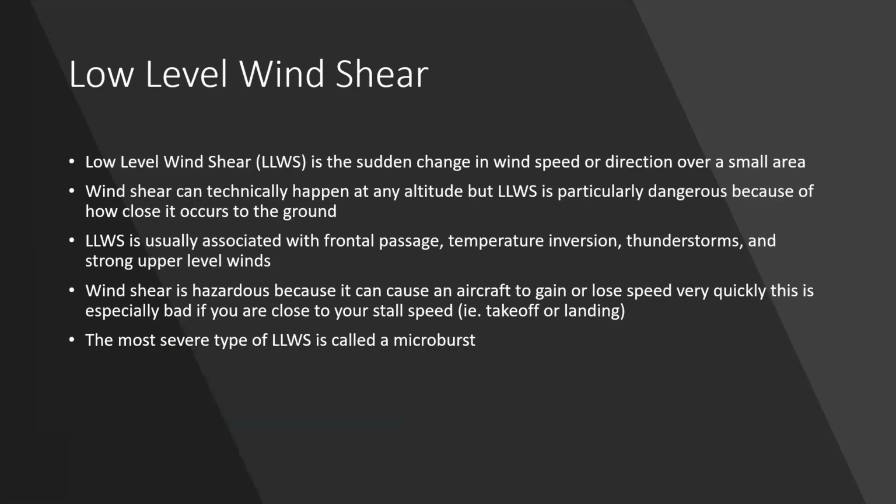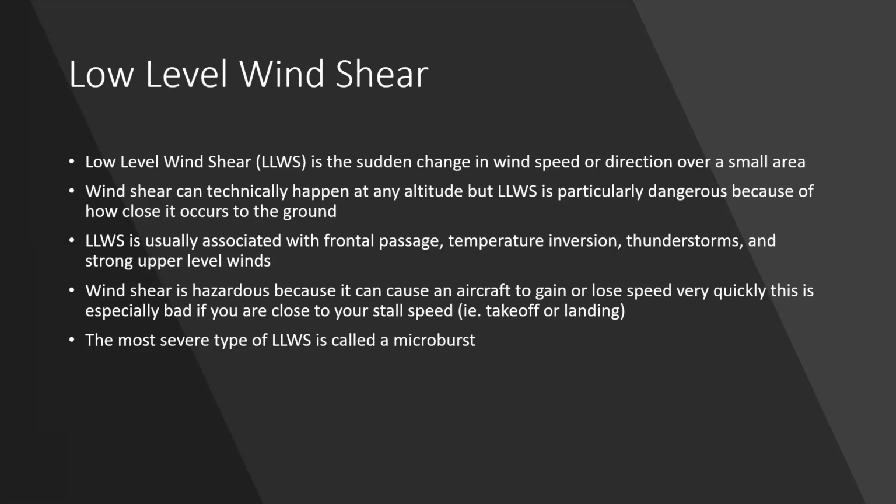Another type of severe ground wind that is not necessarily caused by buildings or anything is called low-level wind shear. Now, low-level wind shear is usually associated more with thunderstorms and strong wind events, so strong jet streams and stuff. But wind shear in and of itself is basically just a rapid change in direction and speed of an air mass.